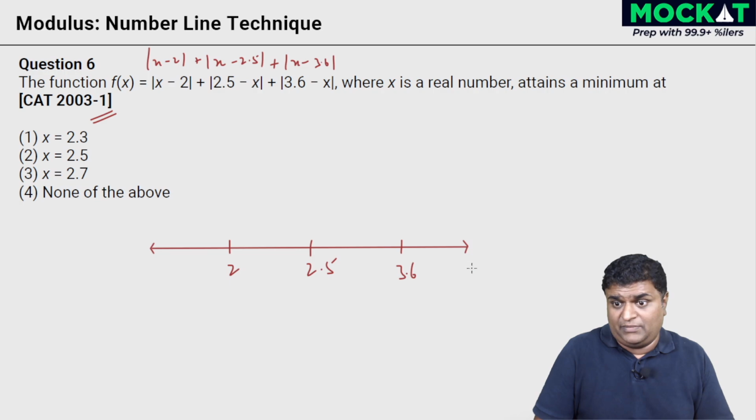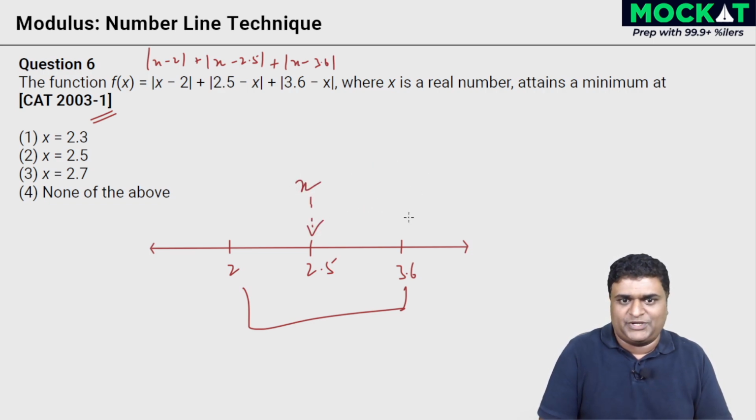When is this going to be minimum? Between 2 and 3.6, you have to find a value. There's only one more value left. It has to be sitting on top of it, x. This is what we saw earlier. So x equals 2.5 is the answer.